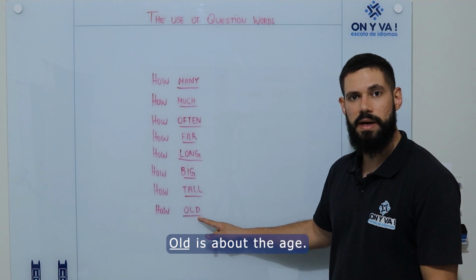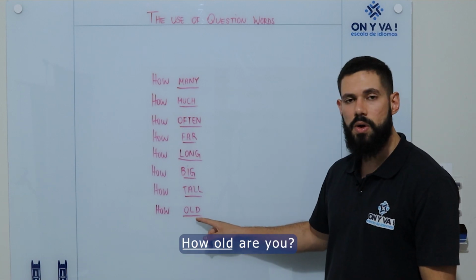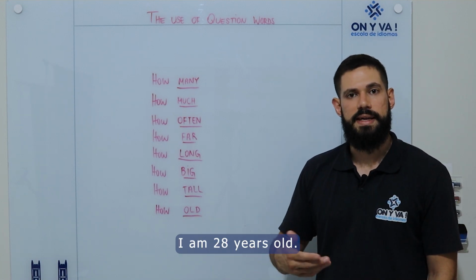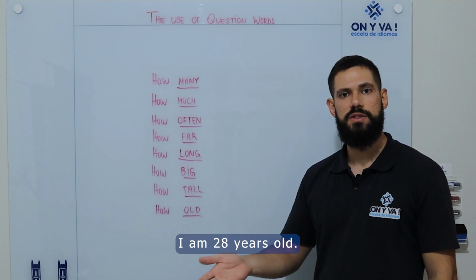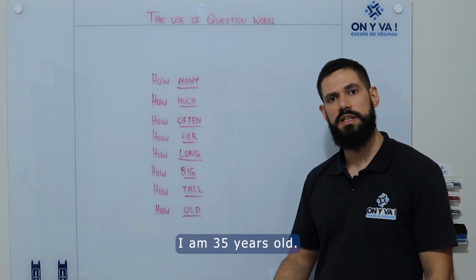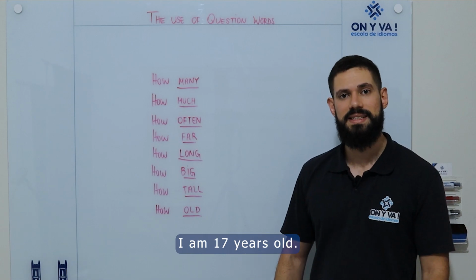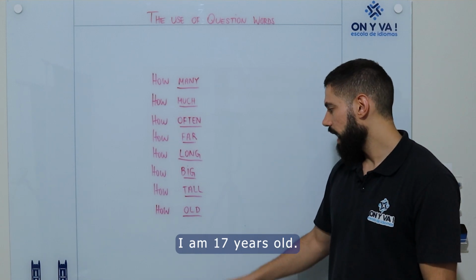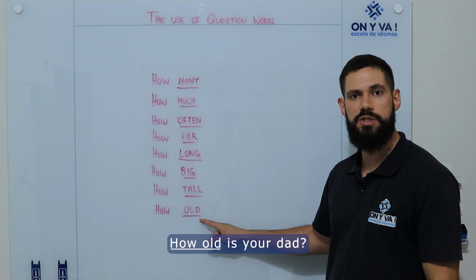Old. Old is about the age. How old are you? I am 28 years old. I am 35 years old. I am 17 years old. How old is your mom? How old is your dad?